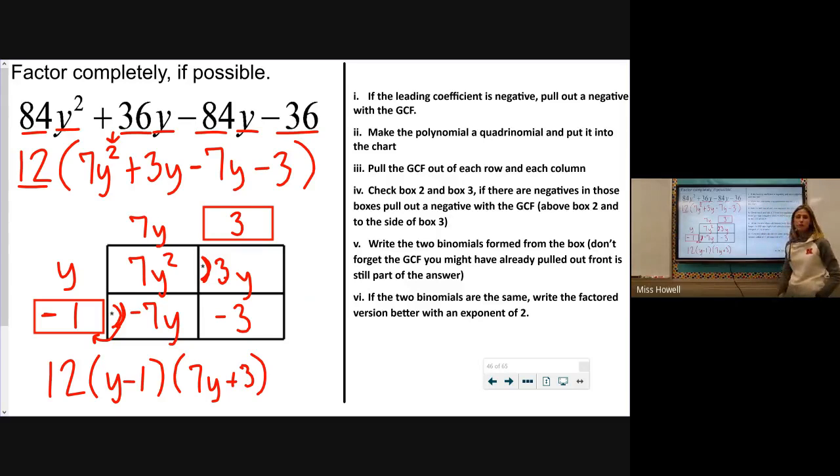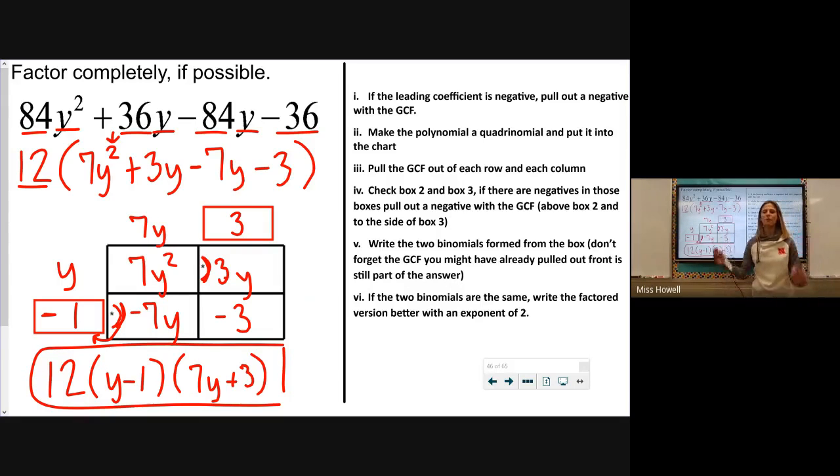In this case, we have 3 total factors. A factor of 12, a factor of y minus 1, and a factor of 7y plus 3. Good final factored version. If I want to check my answer, I FOIL or multiply it back out. 12 times y, 12 times -1 to get 12y minus 12. Then I FOIL, and I should get back up to that 84y squared plus 36y minus 84y minus 36.